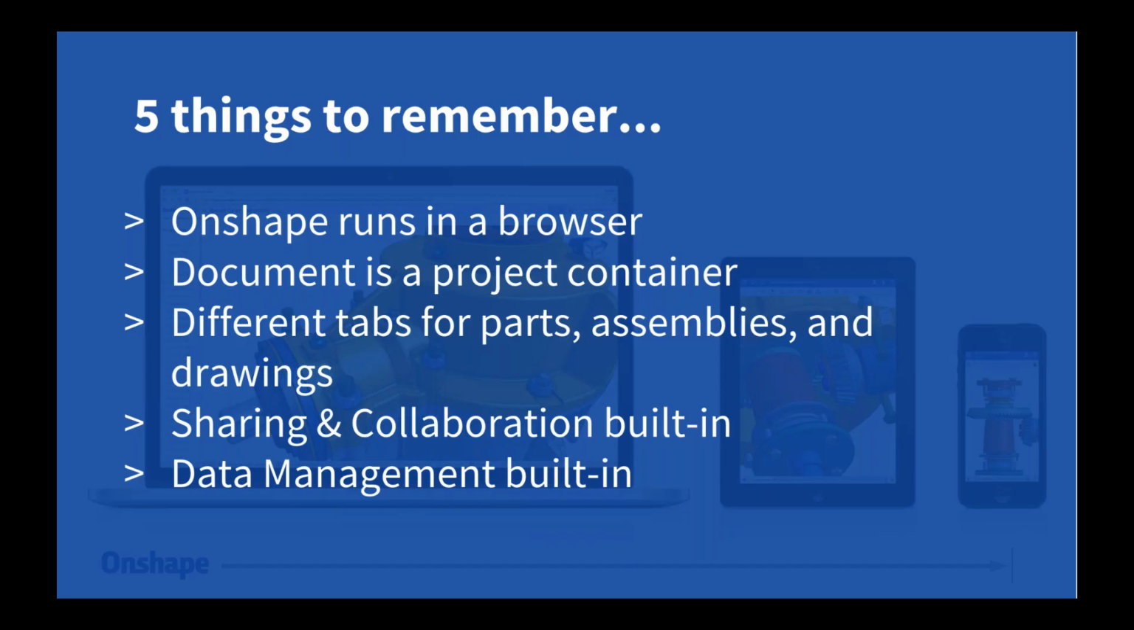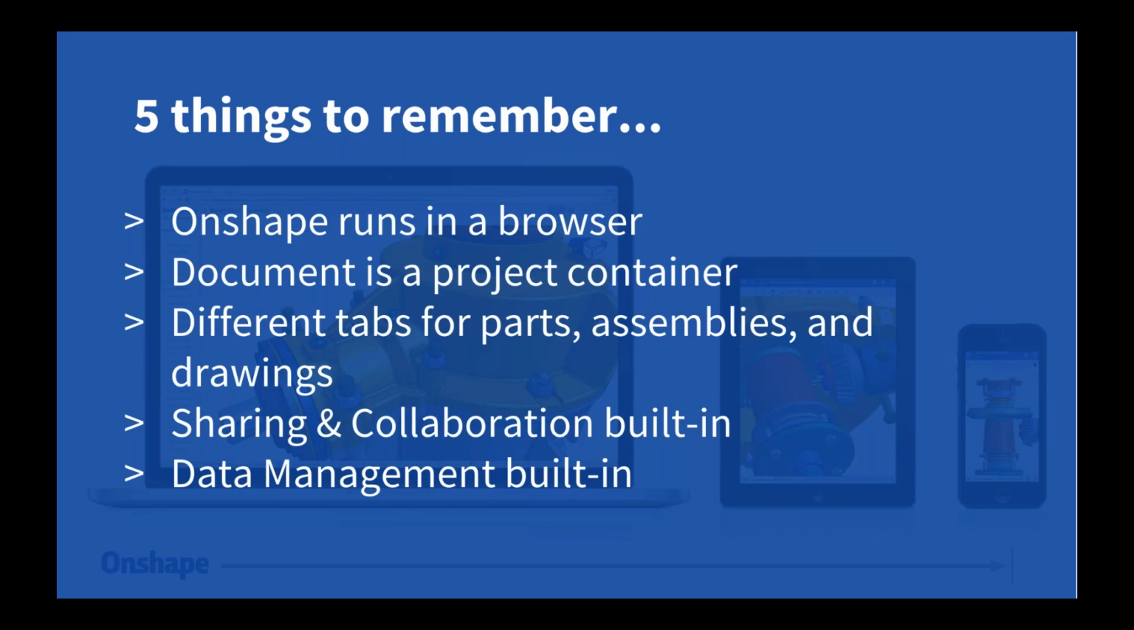So think of a document in Onshape as a project level container. It holds all parts, assemblies, drawings, miscellaneous files that you want, right? So it's not just a single model. Now, of course, tying into that, in the document, you have different tabs.